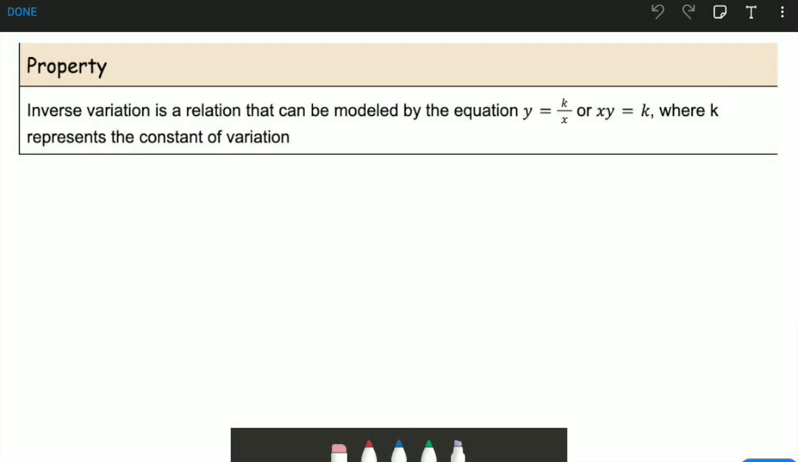Okay, so this is just the property on inverse variation. Inverse variation is a relation that can be modeled by the equation y equals k over x, or xy equals k, where k is the constant of variation. There are many different applications of variation problems, but in general, the idea is that if one variable is increasing, then the other one is decreasing. So if there's an increase in the y values, there's a decrease in the x value to balance out.